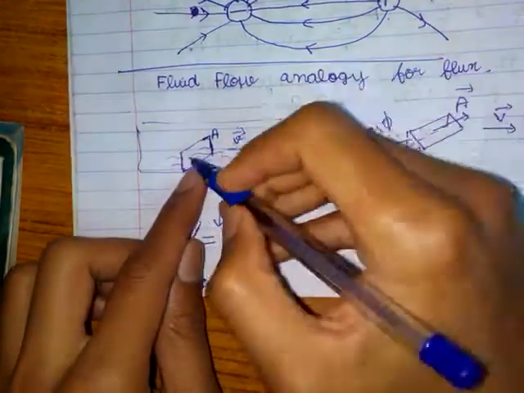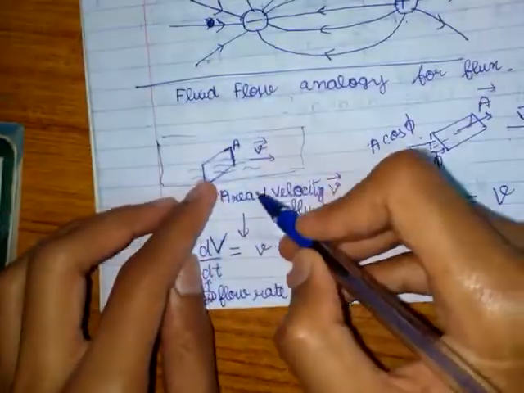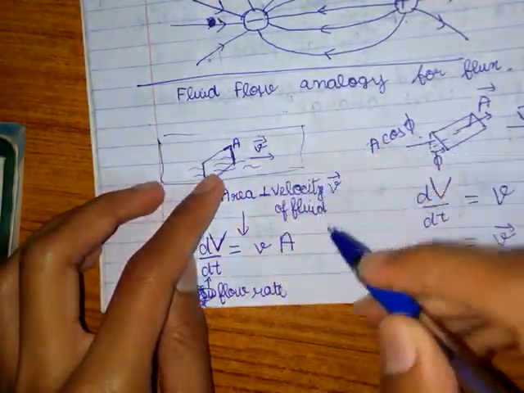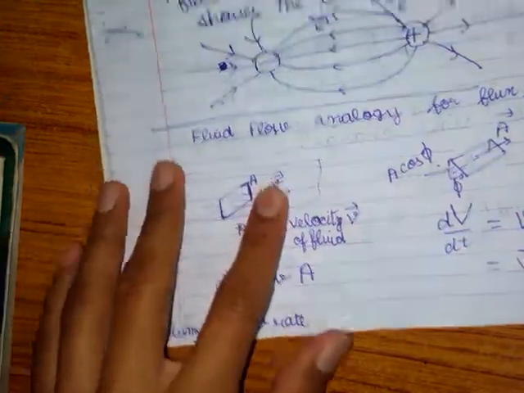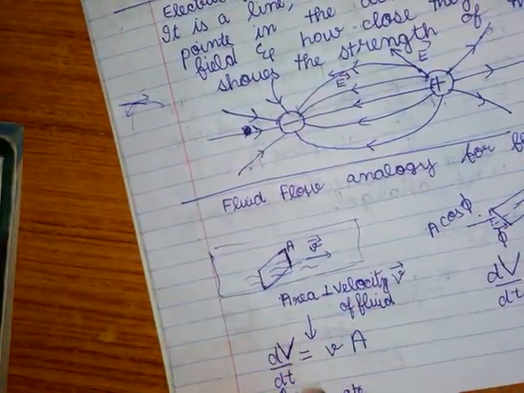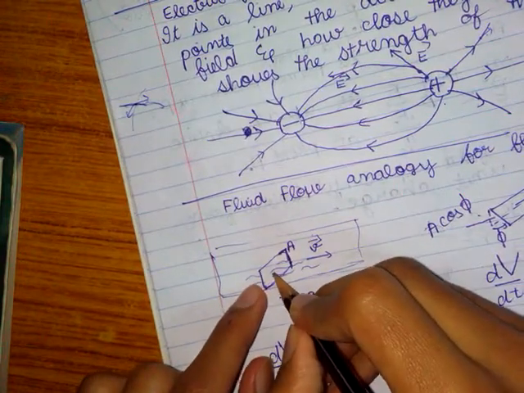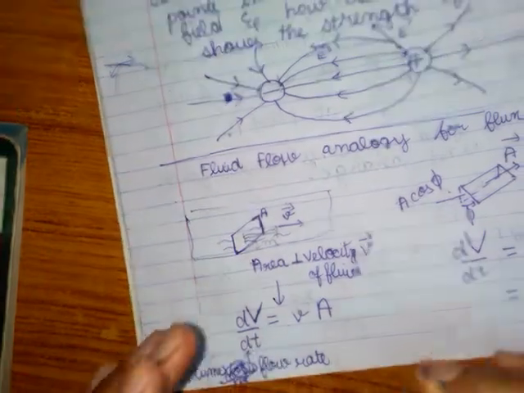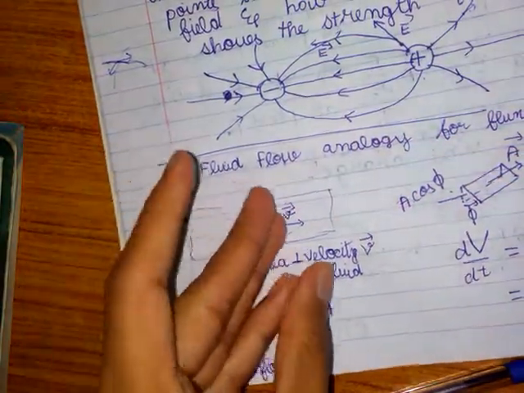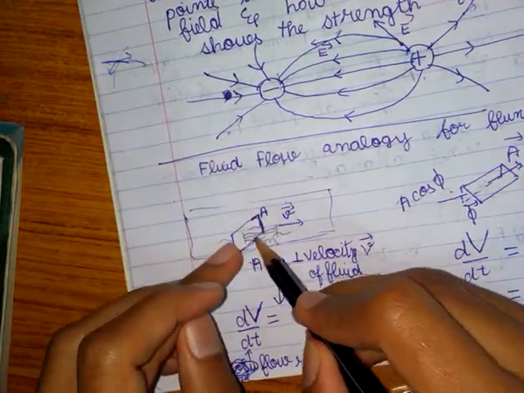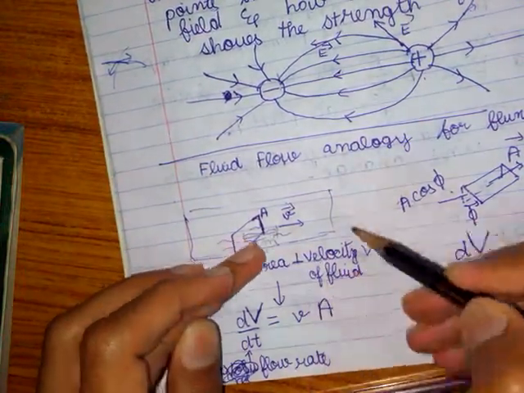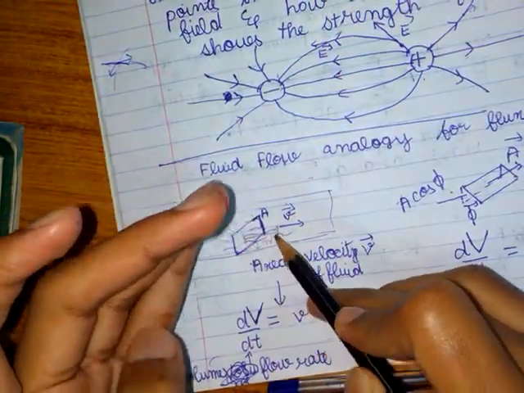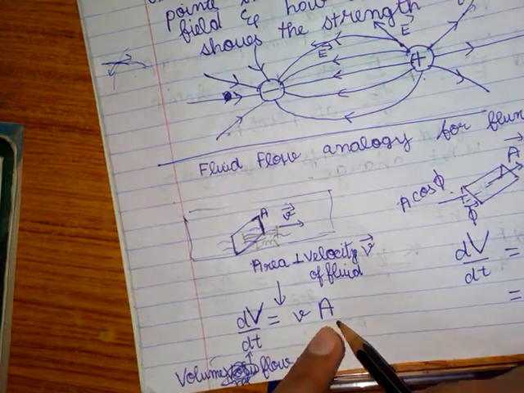Say in a time of 1 second, the fluid would move by the magnitude of velocity. Say the fluid here moves at the rate of 2 meters per second. So per second it would move 2 meters, like this, 2 meters. And the volume that actually crossed in 1 second would be the velocity times the area, since the volume of a cuboid is the area of base times height, so it would be velocity times the area.